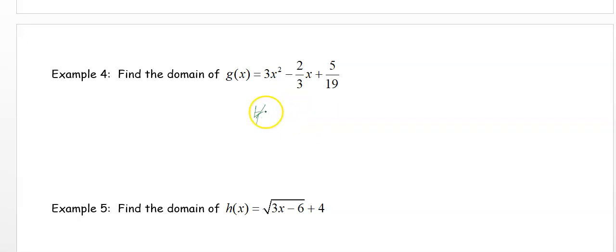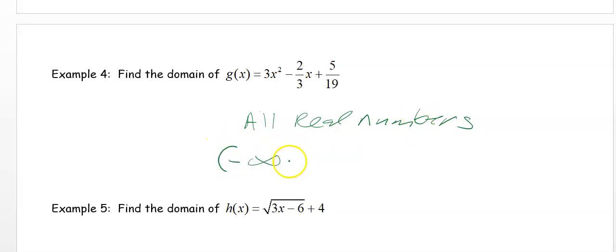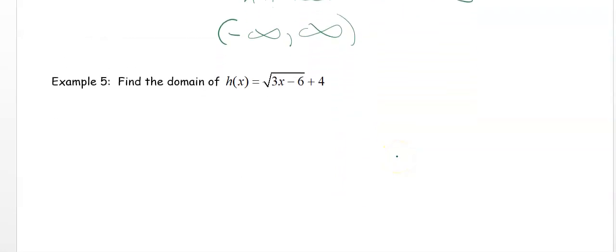So since there's none of those, let me erase this. I don't have the possibility of dividing by 0. I don't have the possibility of an even root of a negative. So we say the domain of this polynomial is all real numbers. And the way we say all real numbers in interval notation is negative infinity on the left and positive infinity on the right, just the ends of the number line. So that's example 4. That's a polynomial. Don't be tricked by that. There's not always something you can't use.